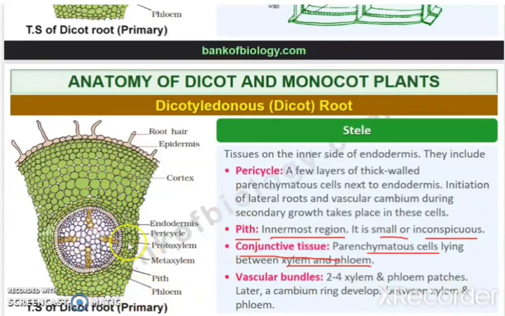Okay, so after some time, what will happen? There will be a formation of the cambium ring between the xylem and phloem. Okay, I hope you remember about the open type, right? So when it is open type, it shows the cambium formation, which will give rise to secondary xylem and phloem. Clear? So this is about the vascular bundle. Clear, children? So these are the different parts of the dicotyledonous root.